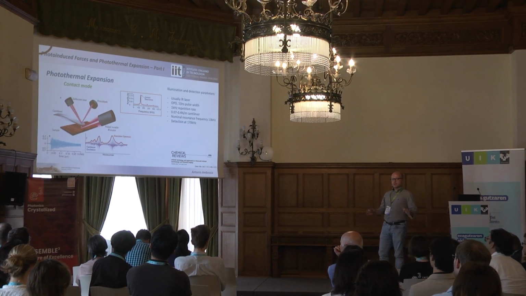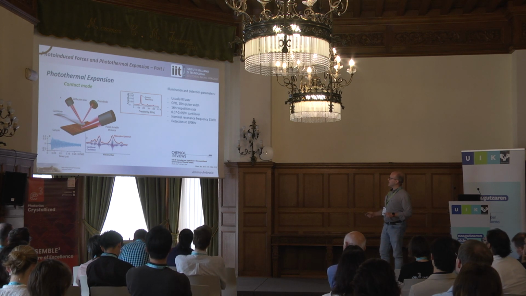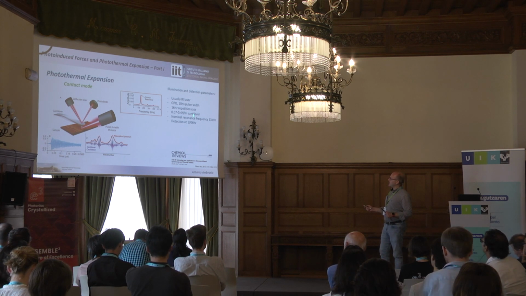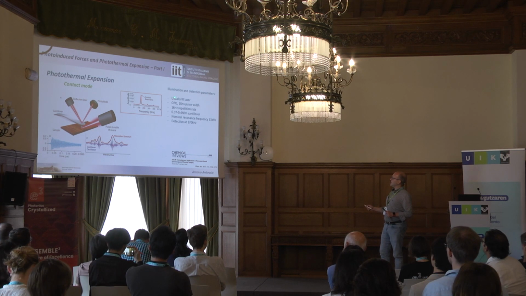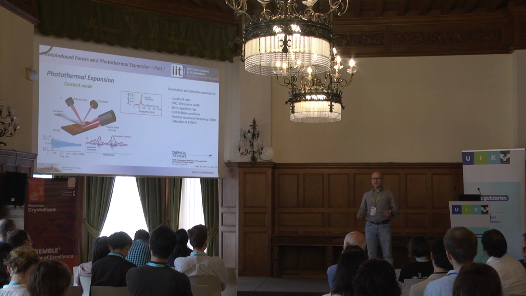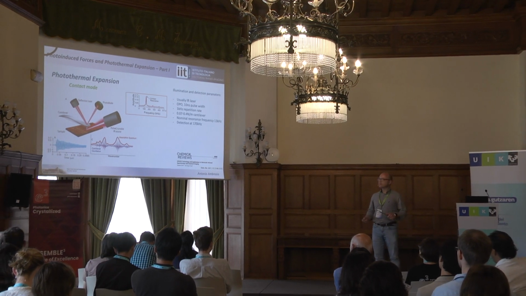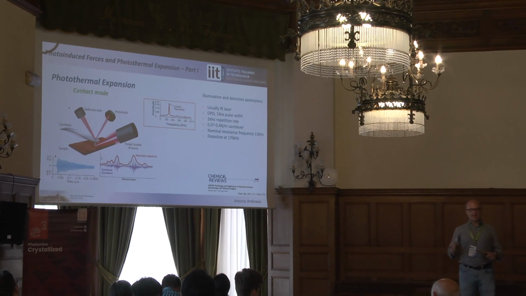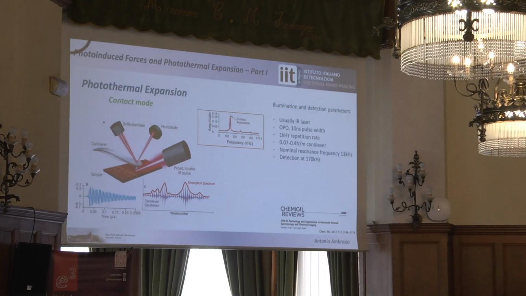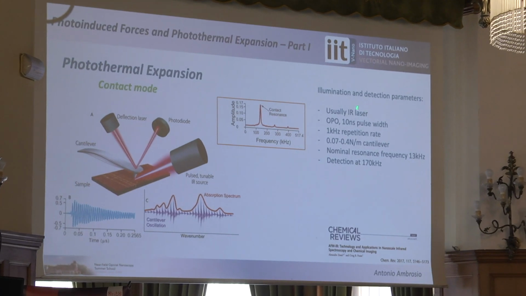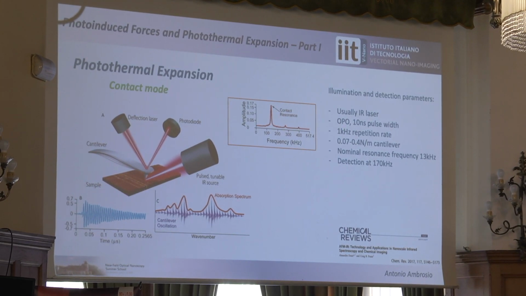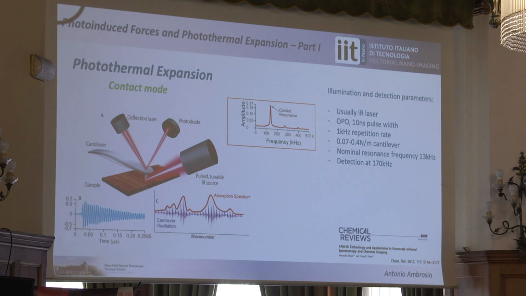In the first generation, what they were selling maybe 10 years ago now, these are the typical features. So you have an IR laser that was, at the time, an OPO, okay, and was a pulsed laser, 10 nanoseconds. That's it. So the light lasts 10 nanoseconds, with a fixed repetition rate of 1 kilohertz, so it's like hammering the sample with this repetition rate, a relatively soft cantilever with this nominal resonant frequency of 13 kilohertz. I'm just saying typical values.